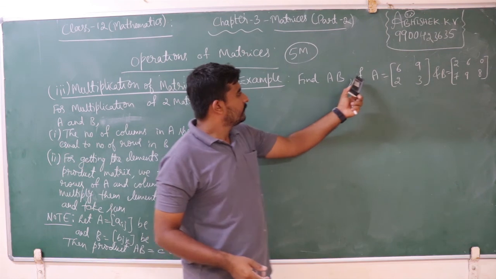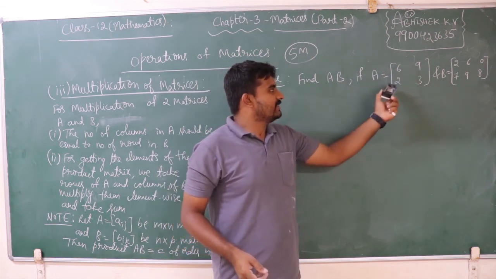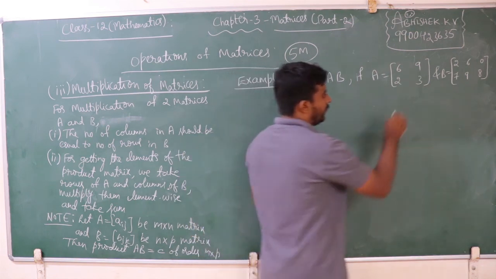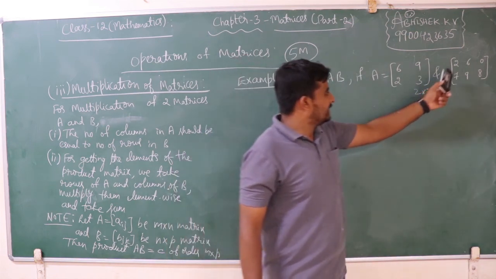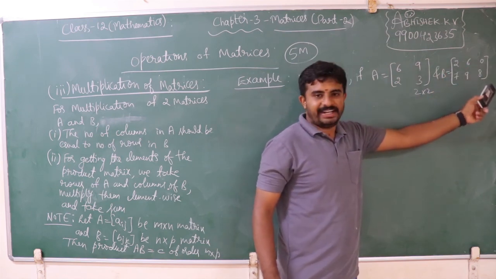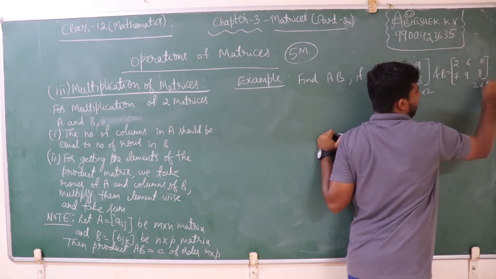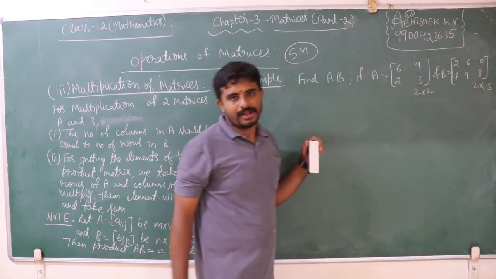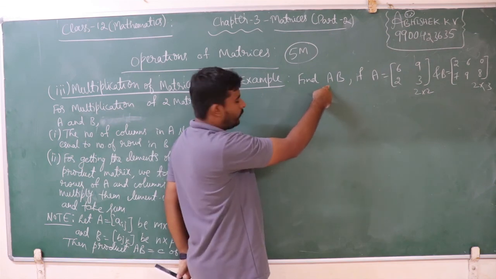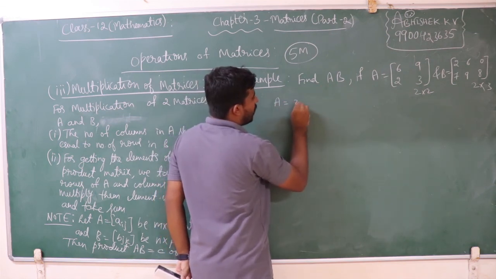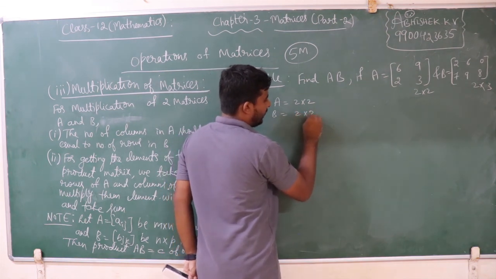Find AB if A is equal to the matrix 6, 9, 2, 3. What is the order for this? 2 by 2. And B is equal to 2, 6, 0, 7, 9, 8. What is the order for this? 1, 2, 2, 1, 2, 3. 2 by 3. Here, we need to find what? AB. See, A has order 2 by 2.